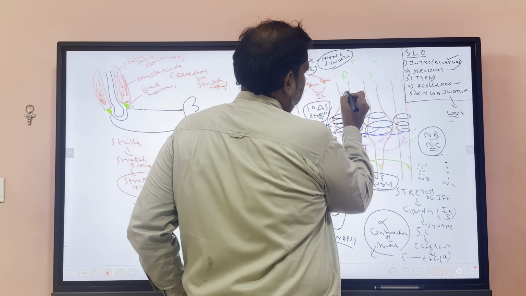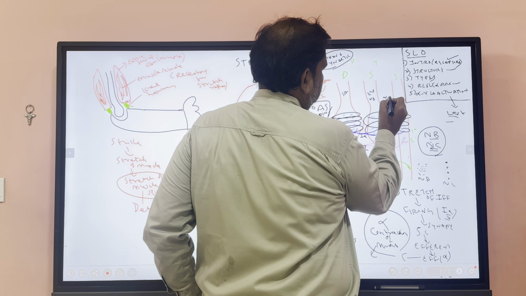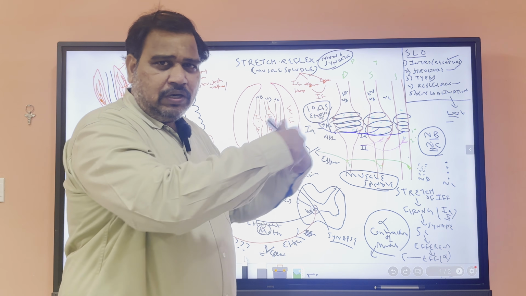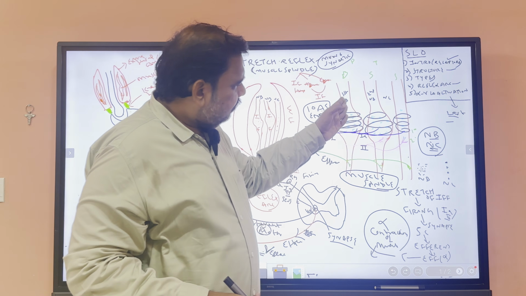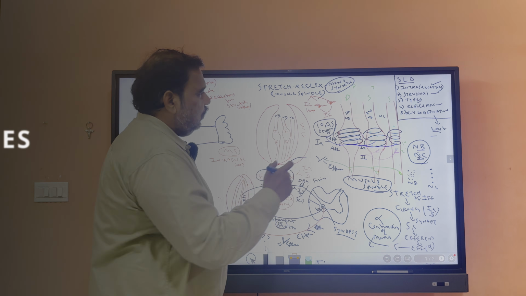This is first nuclear bag fiber, second nuclear bag fiber. This is nuclear chain. And now it is very important. And gamma is the output coming out, which is coming out from both the nuclear bag fibers as well as nuclear chain fiber. Right? Now I am going to types.